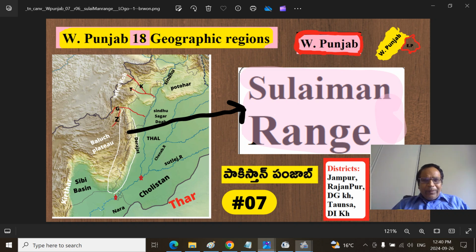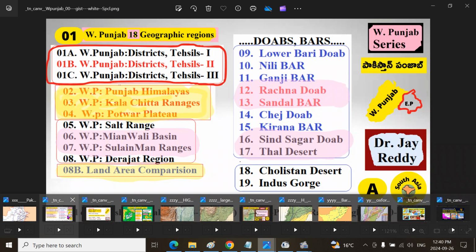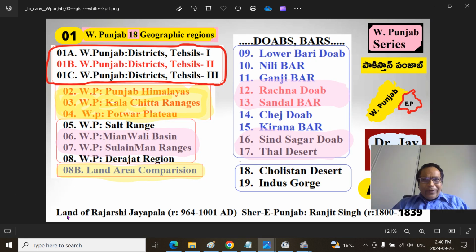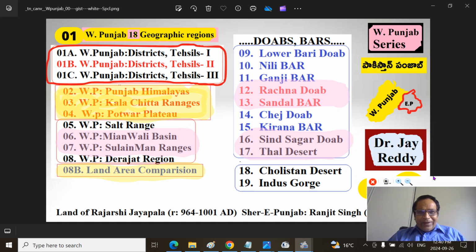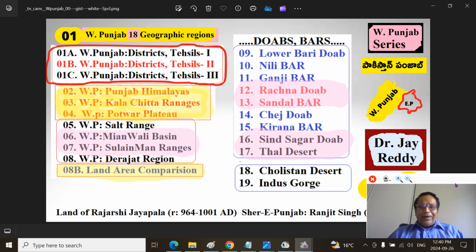Mitranam, we have discerned before, this is the West Punjab series, the land of Rajarshi Jayapala of the Shahi dynasty of Gandhara civilization, post Gandhara, and we have covered these presentations already. We are looking at part 7, West Punjab, Sulaiman mountain ranges or hilly ranges.